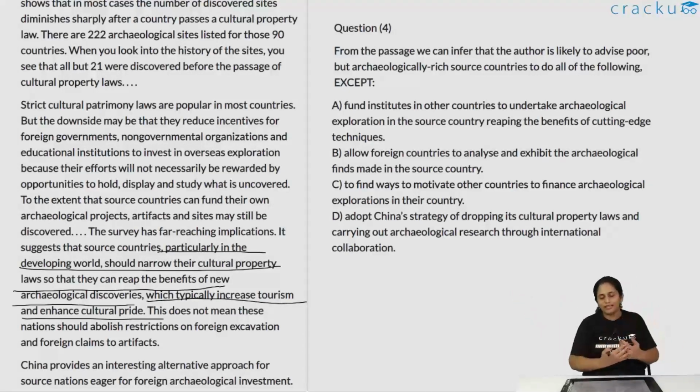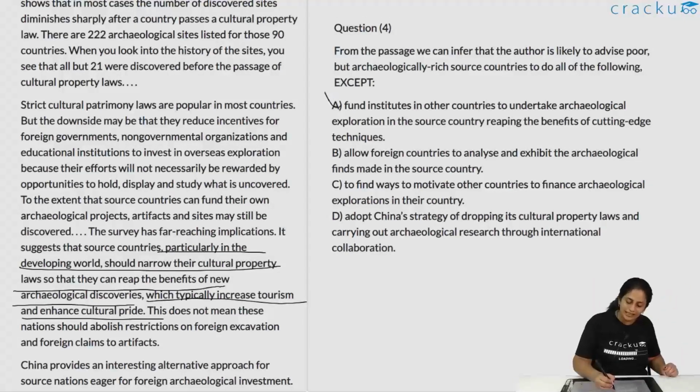The whole point is that if you're a poor country, you do not have the funds to support these kinds of things. So this is an insensible kind of argument, and definitely the author will not advise poor countries to go and fund, say, India should fund Harvard and MIT to get the cutting edge discoveries. That is completely ridiculous. You would fund institutes or you would fund local efforts. You would not fund foreign universities, right? So this is clearly incorrect. So because it is incorrect, this would be the right answer.